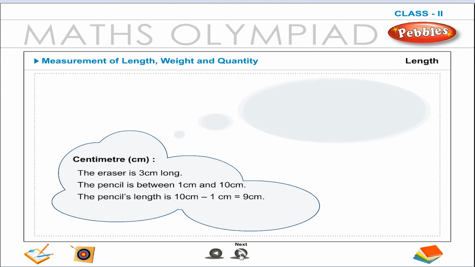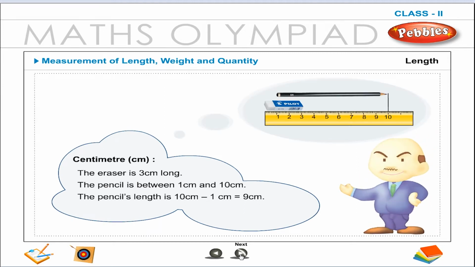Centimeter, cm. Look at the figure. The eraser is 3 centimeters long. The pencil is between 1 centimeter and 10 centimeters. The pencil's length is 10 centimeters minus 1 centimeter, which is equal to 9 centimeters.